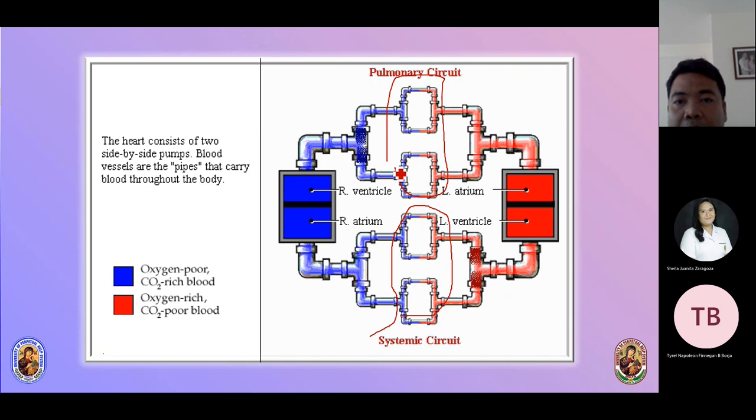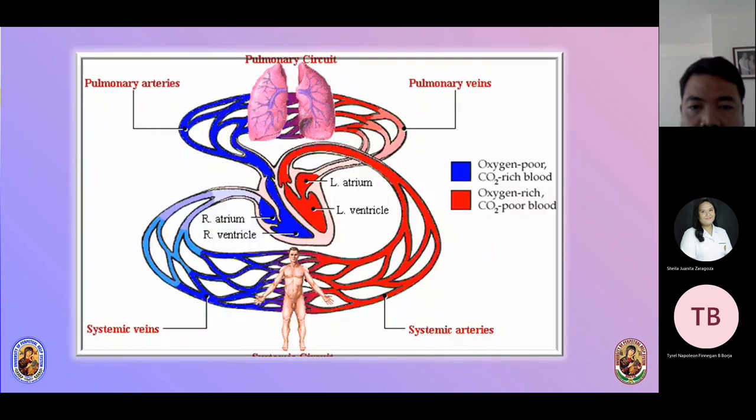Ano nangyayari sa lungs? The blue turns red, meaning the blood is again being oxygenated. The oxygenated blood will now return to the heart via the left and right pulmonary veins. From your pulmonary veins, it goes to your left atrium. From the left atrium, it goes to your left ventricle. And from the left ventricle, it goes to your aorta. And then finally to the systemic circulation again. Okay, another representation is this one. Ito, yun din yun.